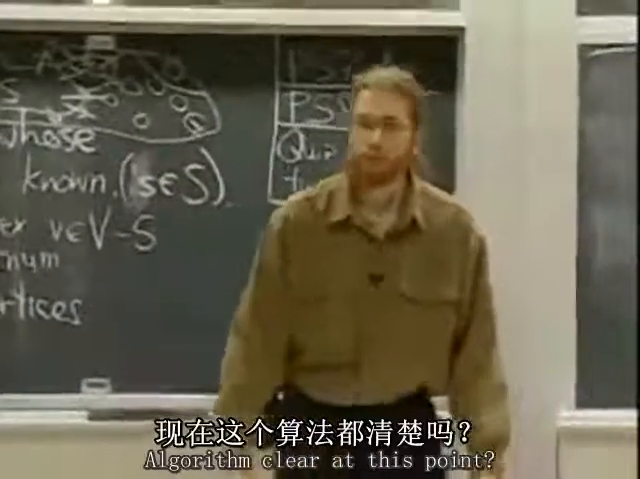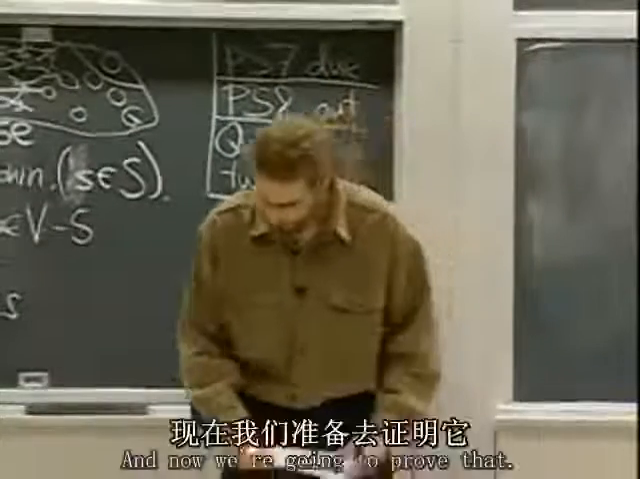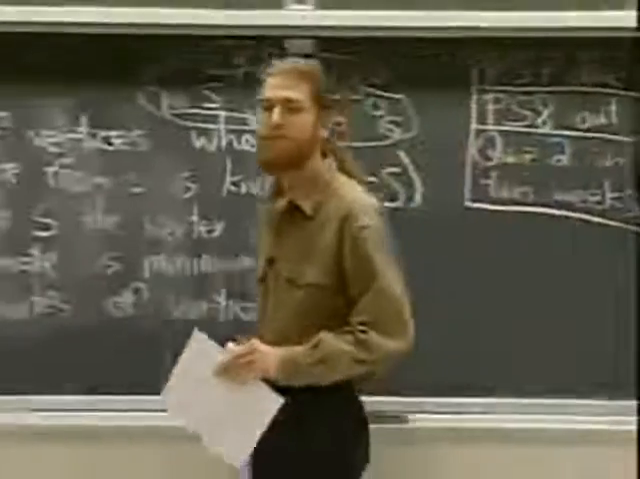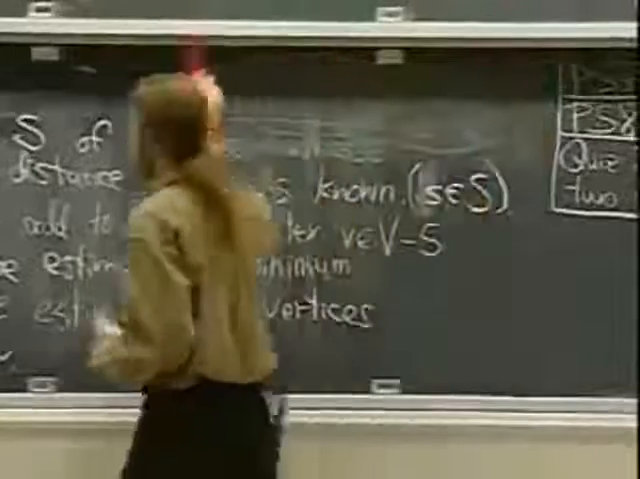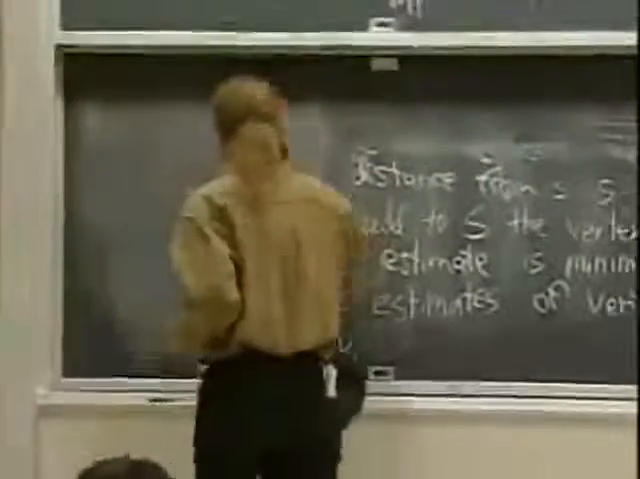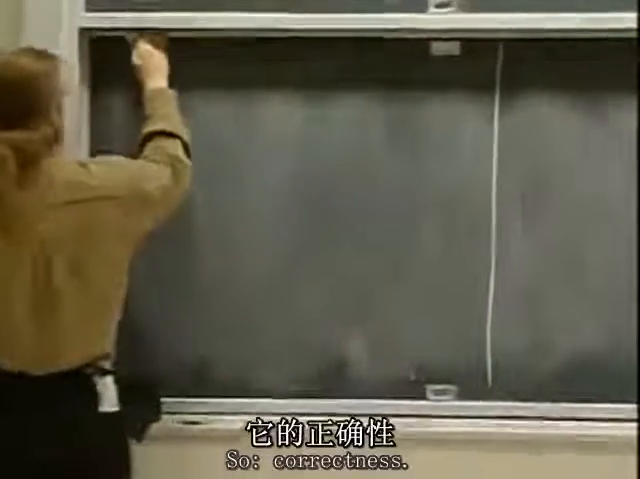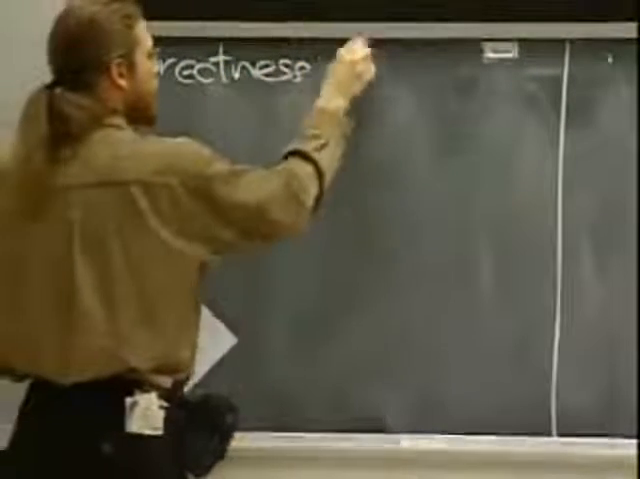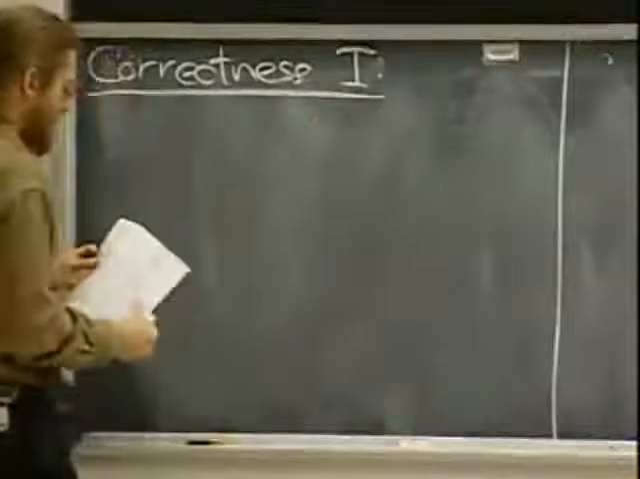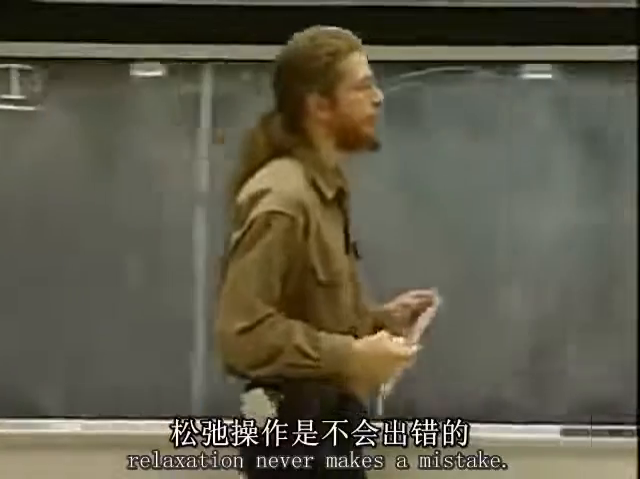Algorithm clear at this point? Feels like it's doing the right thing. You can check all those numbers are the best paths. And now we're going to prove that. So, correctness. So the first thing I want to prove is that relaxation never makes a mistake.